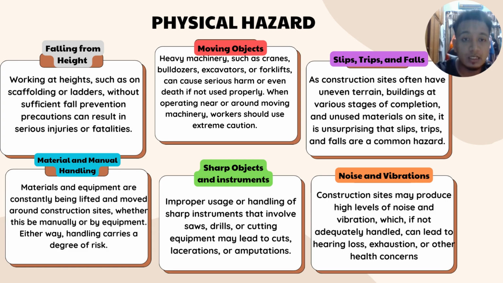Number three is slips, trips, and falls. As construction sites often have uneven terrain, buildings at various stages of completion and unused materials on site, it is unsurprising that slips, trips, and falls are common hazards. The fourth is material and manual handling. Materials and equipment are constantly being lifted and moved around the construction site.